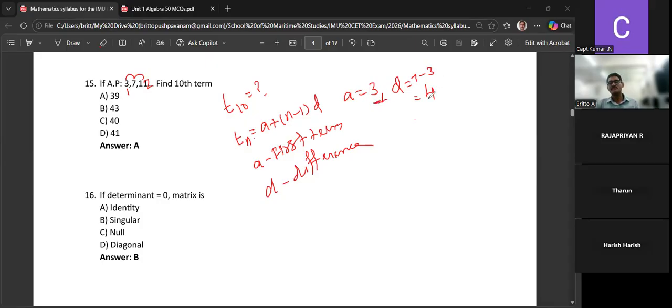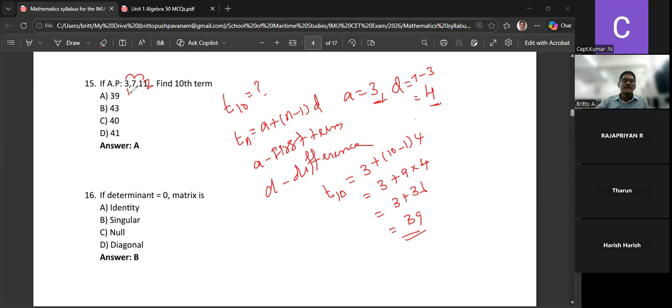Now you know the value of A and the value of D. Put it in the formula and you get the 10th term: T10 equal to 3 plus, n is 10, so 10 minus 1 into 4, which is 3 plus 9 into 4. So 3 plus 36, we get 39. So the 10th term of this AP is 39. So the correct answer is option A.